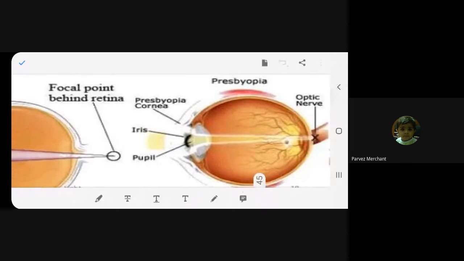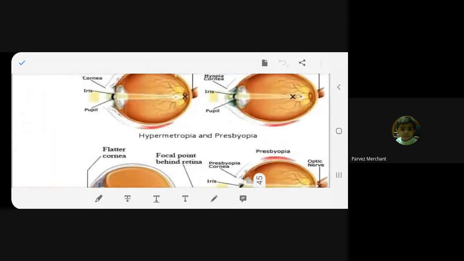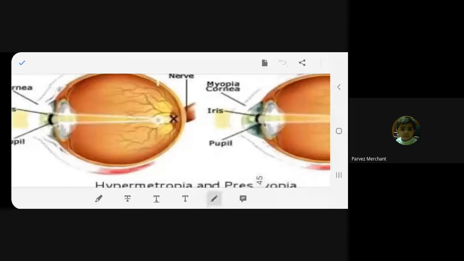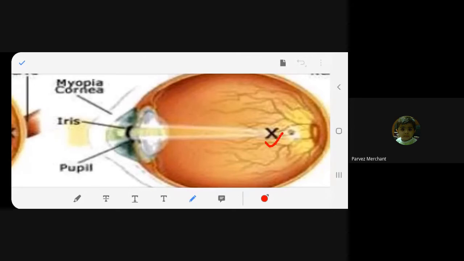Any problem with that? In all, I have tried to make you understand. Again, I will tell you how it is happening. This is the normal eye. This is the myopic image. This is the image.